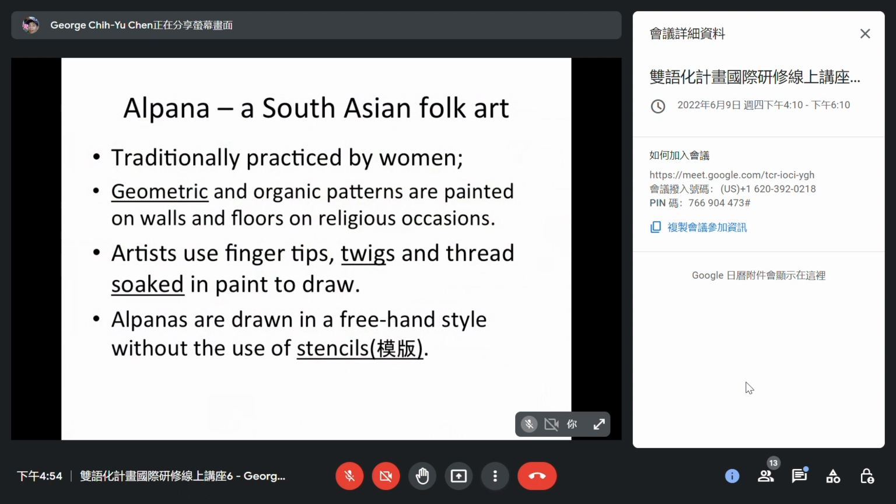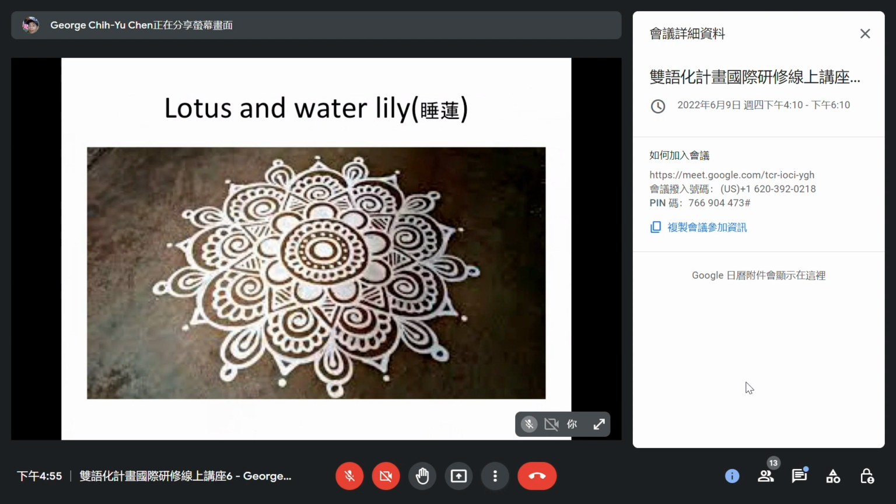Alpanas are drawn in a freehand style, meaning they don't use stencils. So when you see this drawing in Bangladesh or Bengal, India, you couldn't help but amaze how patient these people can be, squatting on the ground, 蹲在地上耐心的画. And this is simply amazing. And this is a common example of what they draw on the ground.